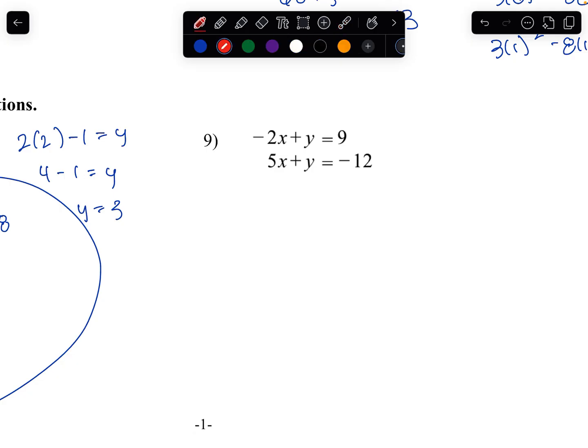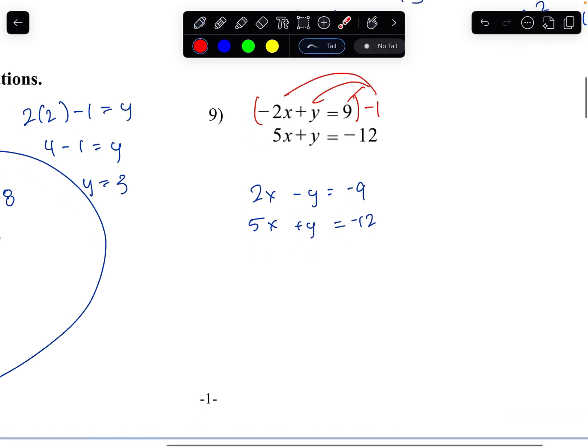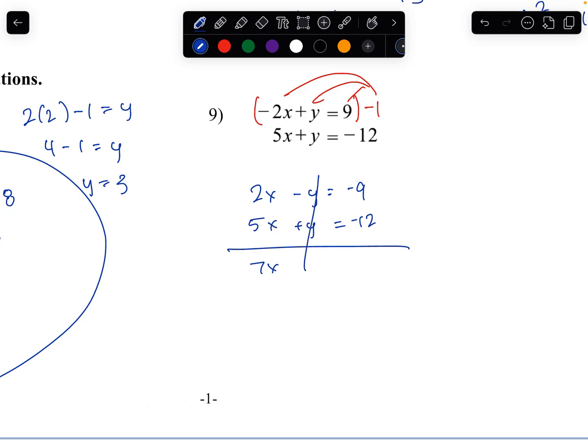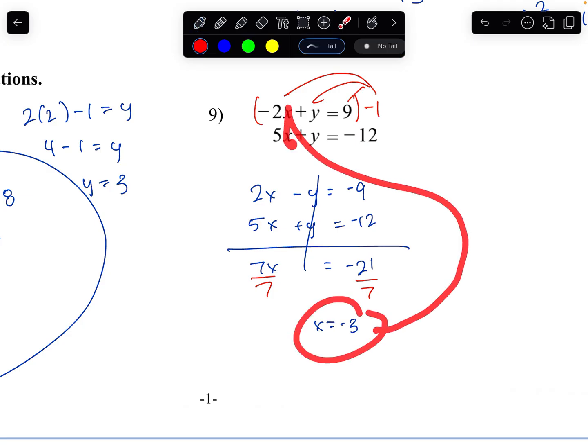So if I choose to multiply this equation by -1, I'm going to get positive 2x minus y equal to -9. And then again, I'll take the equation that's with it. And now, if I choose to combine the equations, those will cancel. So combine them, that becomes 7x. The y's cancel, equal to 12 and 9. So that's going to be equal to negative 21. And then I'll divide by 7. And I'll get x is equal to -3.